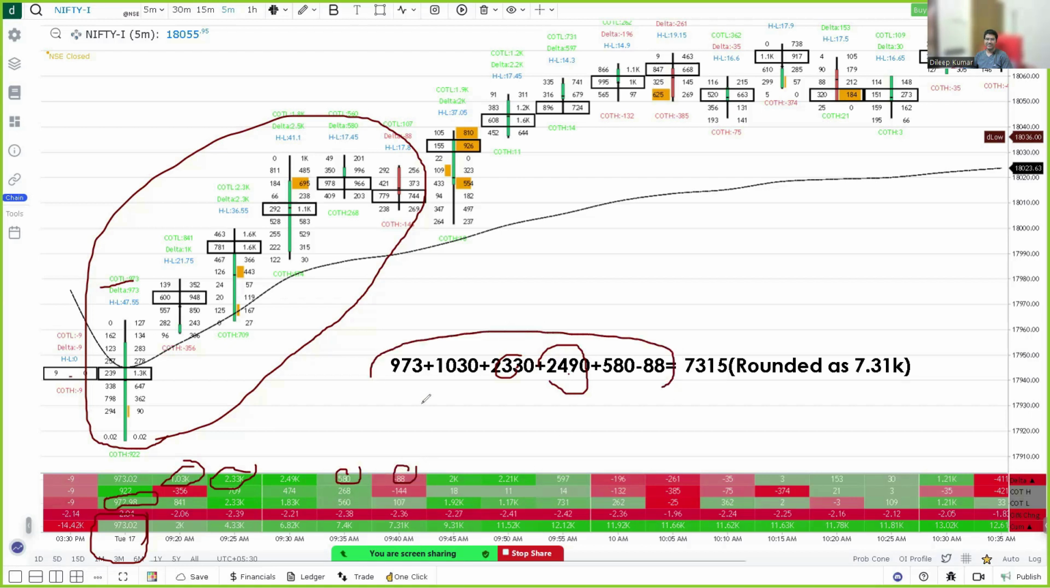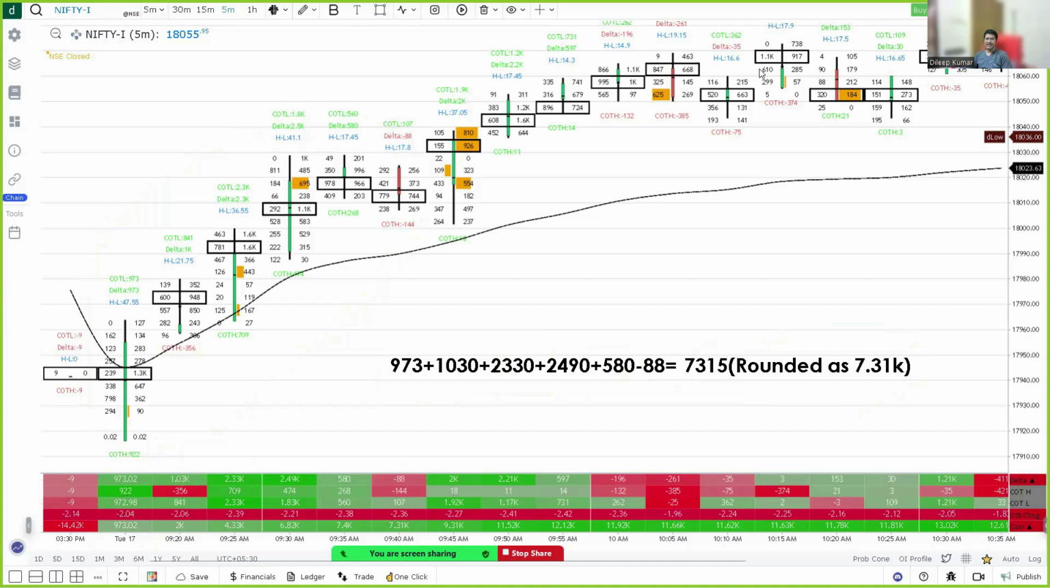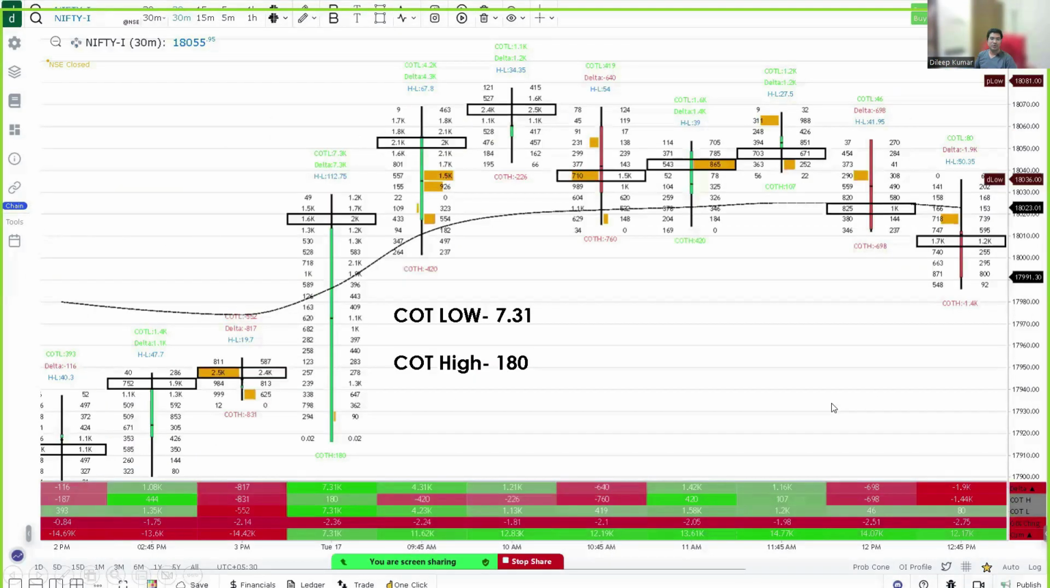If we add all of this and subtract this 88, since these are sellers, we get 7315, which has been rounded to 7.31 by the system. So this is the calculation here, and now we'll go into the COT high. Here the COT high is 180. In the same fashion we'll come.